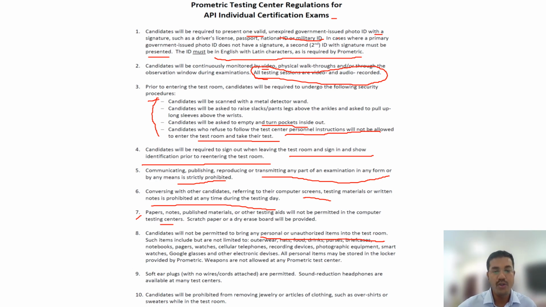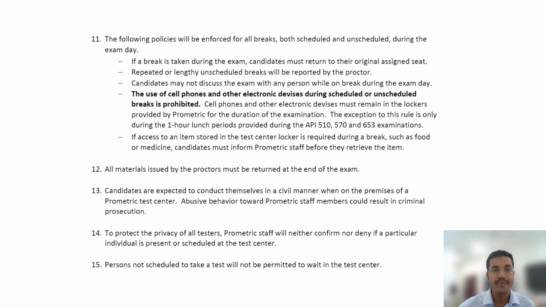Soft earplugs with no cord attached are permitted. Sound reduction headphones are available at many test centers. If you need some sound reduction devices, then you can request them at the testing center, they will provide that. Candidates will be asked to remove jewelry or articles of clothing such as overshirts or sweaters while in the test room. That is, suspected things should be removed. It means suspected things need to be removed.